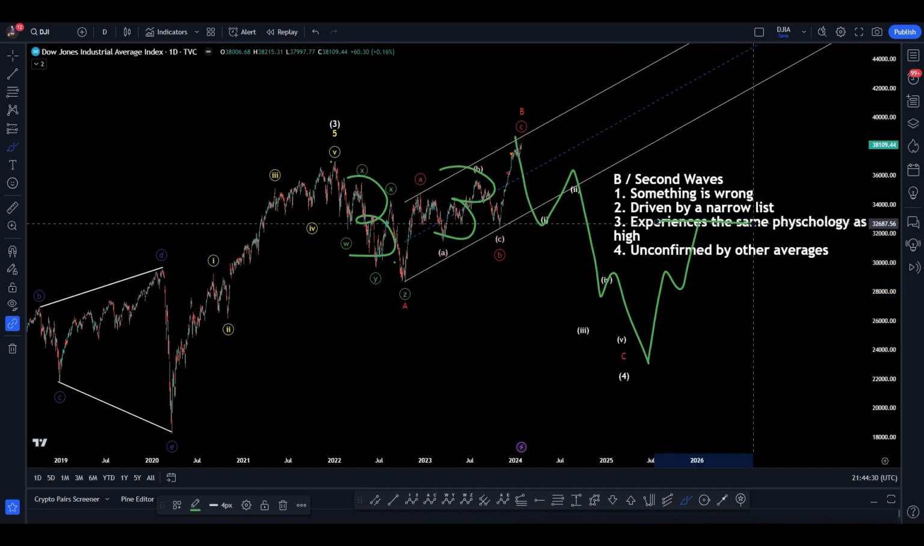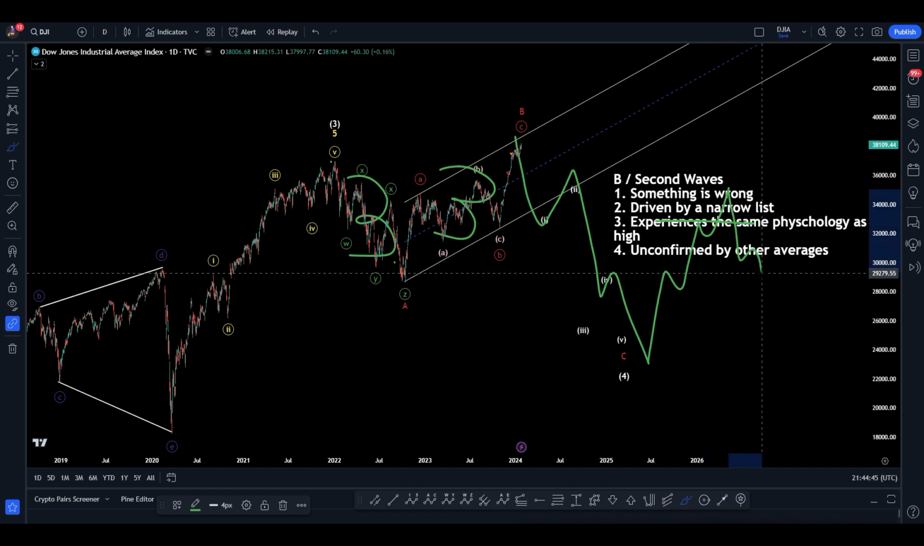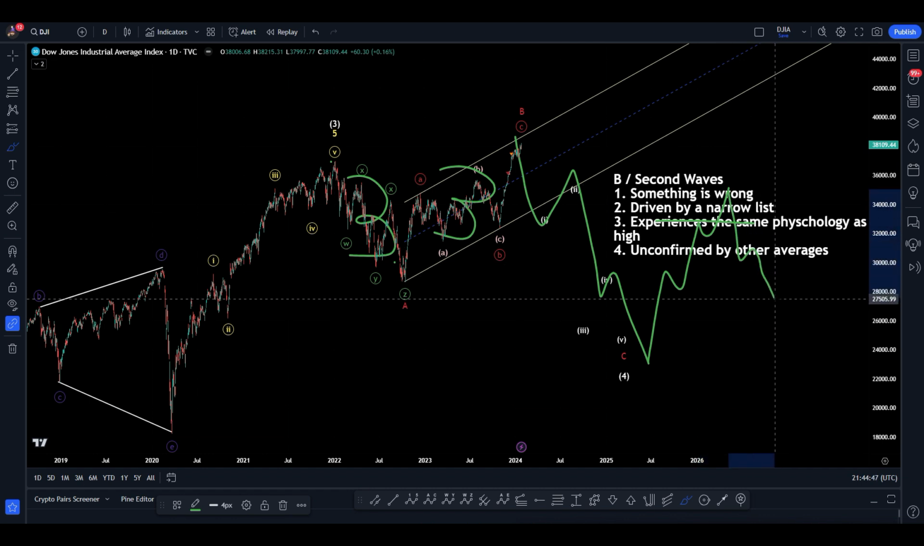And the psychology is going to be, oh my goodness, this is not over, and you're going to get a 5-wave move up. But everybody's going to think it's 3, and it's going to come back down. And, oh, I knew it. I knew it. We're going down. It's awful. Sell, sell, sell.